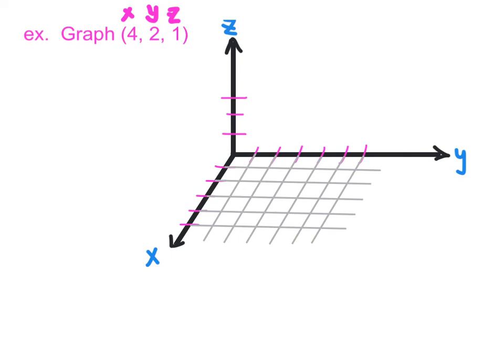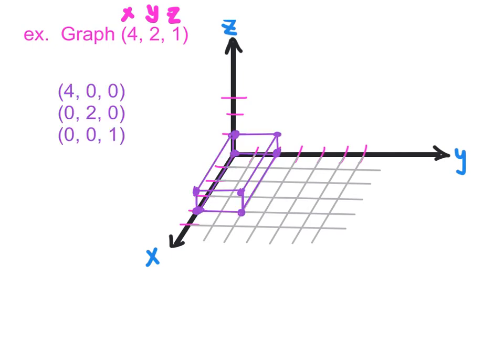Okay, are you ready? So here's one for you to try. Let's see you graph the ordered triple 4, 2, 1. Set up your axes and pause the video. So, mine's not perfect, but I think you'll be able to follow it. The point 4, 2, 1. So out on the x-axis 4, over 2 in the y direction, and up 1 in the z direction. The point I want is that point right there.